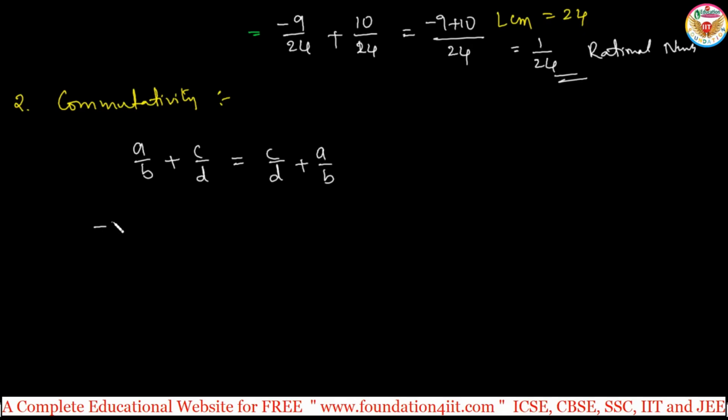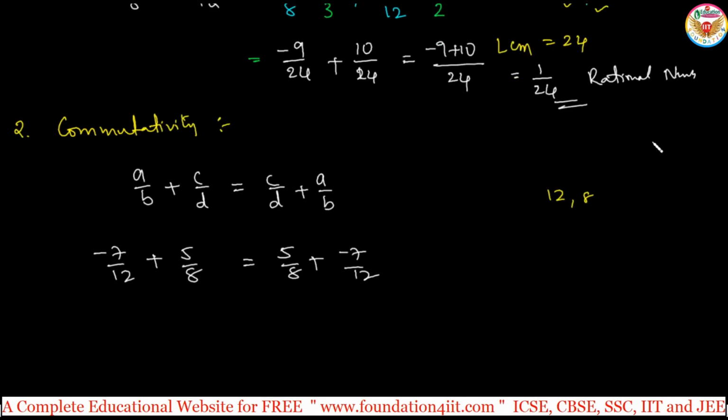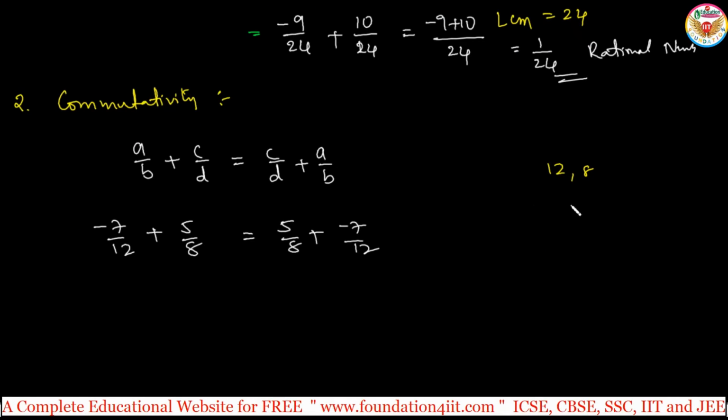Similarly, for example, minus 7 by 12 plus 5 by 8. Take this one, and that should be exactly equal to 5 by 8 plus minus 7 by 12, right? So for 12 and 8, the LCM, just now we did, right? Same it is, the LCM of 8 and 12 is 24. So LCM is 24. We can make the denominator 24.